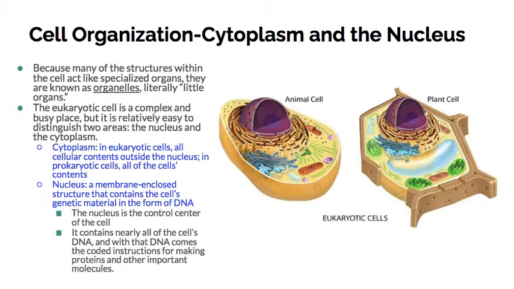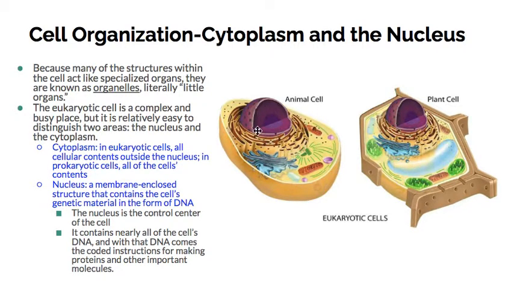First up, the cytoplasm and the nucleus. Because many of the structures within the cell act like specialized organs, they are known as organelles, which literally just means little organs. The eukaryotic cell is a complex and busy place, but it's relatively easy to distinguish between two areas, the nucleus and the cytoplasm. The cytoplasm in eukaryotic cells is all of the cellular contents outside of the nucleus, and in prokaryotic cells it was just all of the cell's contents, because prokaryotic cells did not have a nucleus.